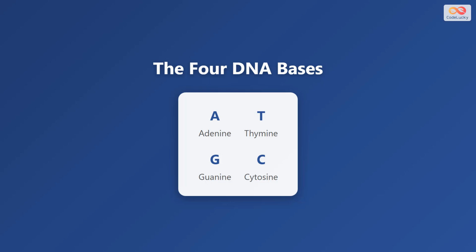DNA is composed of 4 nitrogenous bases. These are adenine, thymine, guanine, and cytosine. We often abbreviate these as A, T, G, and C respectively. Adenine and guanine belong to a chemical group called purines, which have a double-ring structure. Thymine and cytosine are pyrimidines, which have a single-ring structure. These 4 bases are the alphabet of our genetic code, and the way they pair with each other is absolutely essential for life.